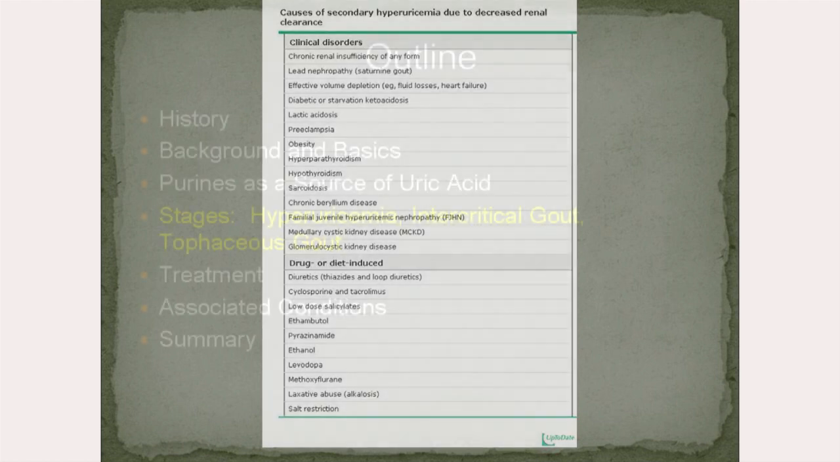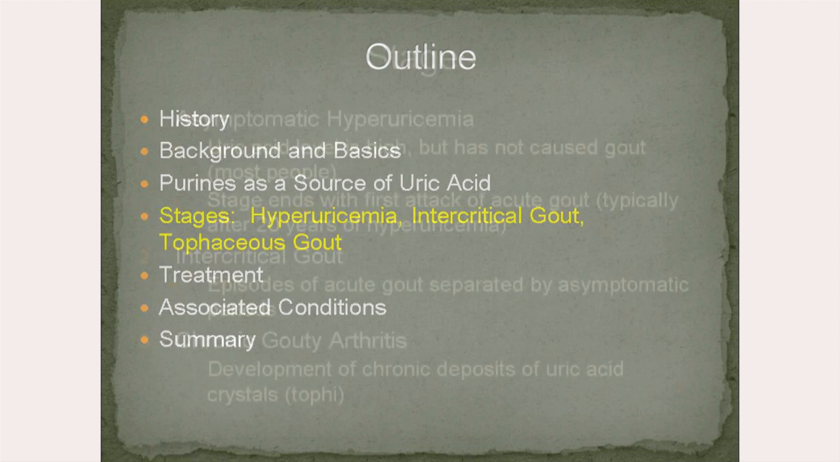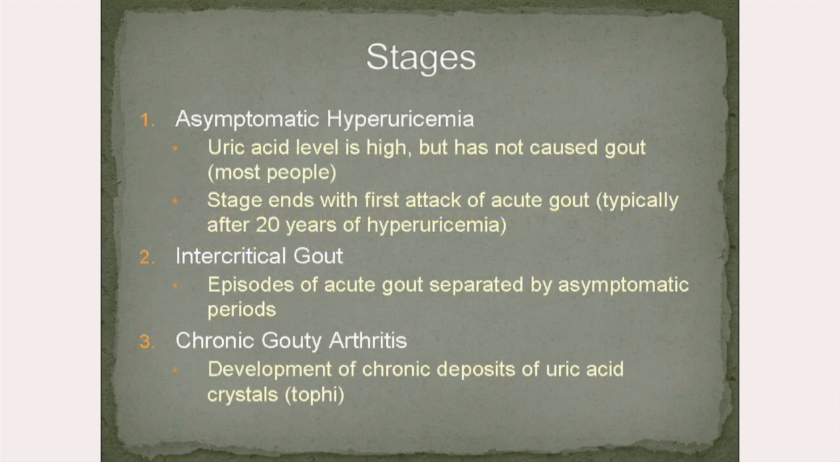So a little bit now about the stages of gout. Basically, when somebody develops gout, it goes through three basic phases. Initially, people have what's called asymptomatic hyperuricemia, which means they've got an elevated uric acid level in the blood, but it doesn't affect them in any way. They don't realize they have an elevated uric acid level, and they don't have any problems as a result of that. And this can go on for years.